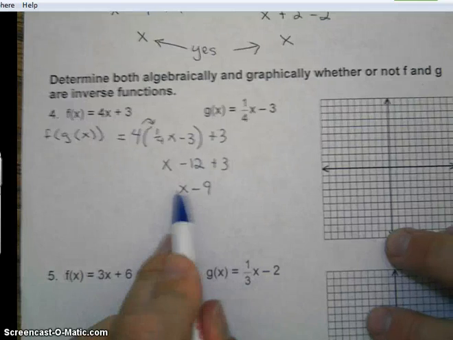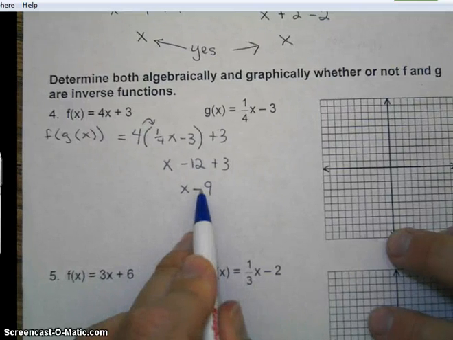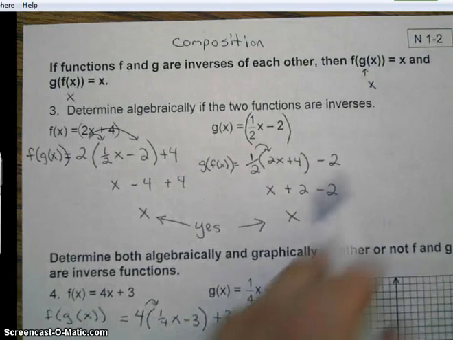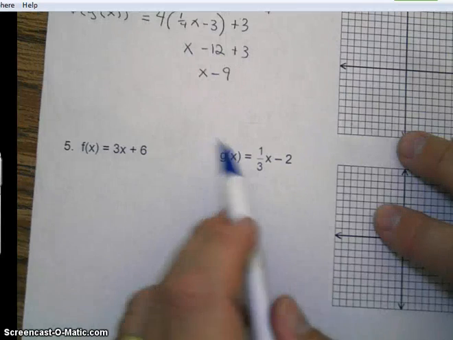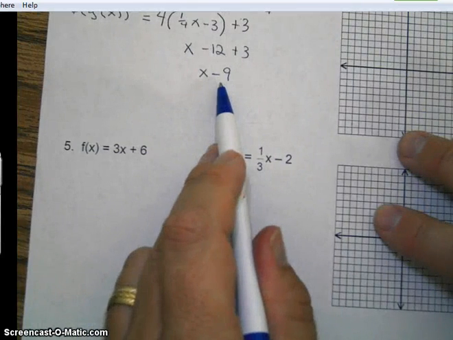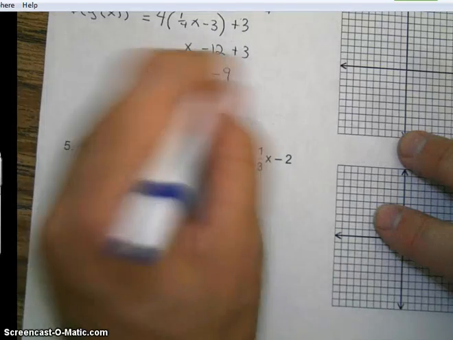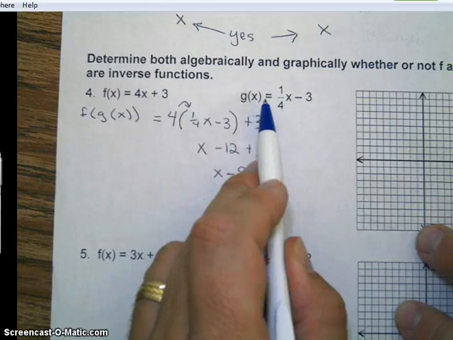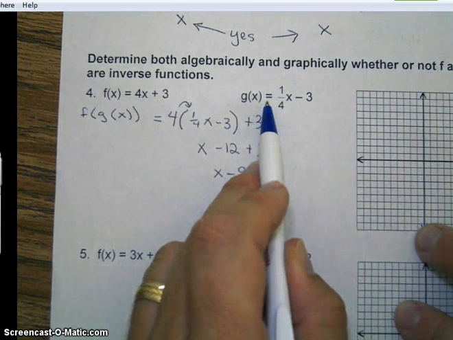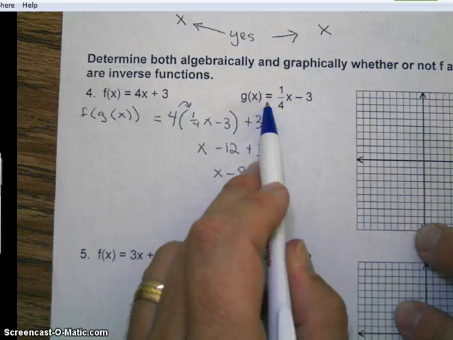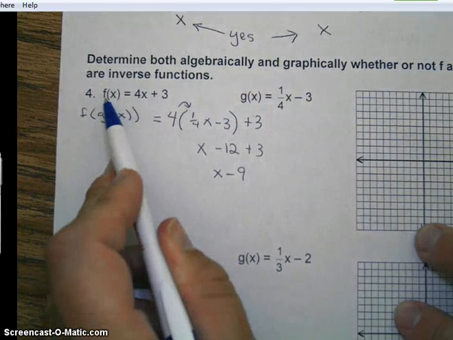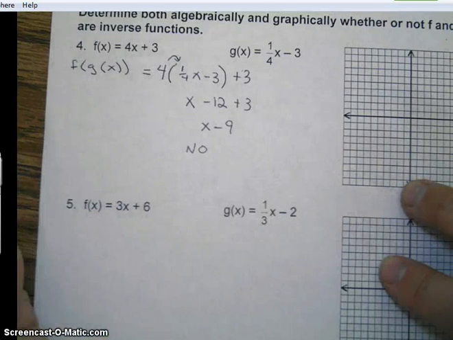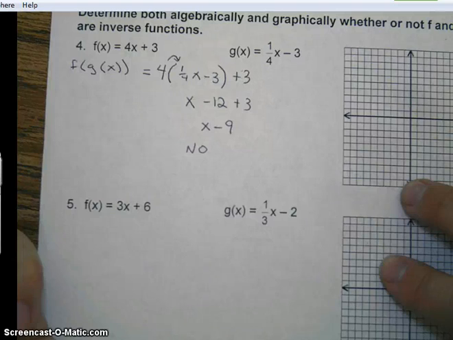Can I simplify that anymore? No. Did I get what I want for an answer? Did I get x? No. I got x minus 9. So that means that function g is not the inverse of function f. So are they inverses? No. You don't even have to test it the other way.